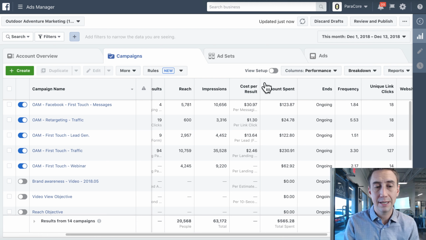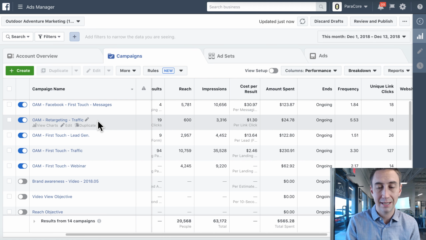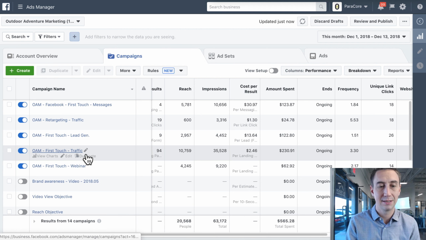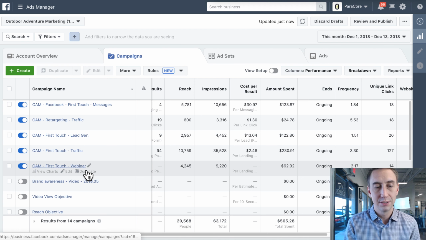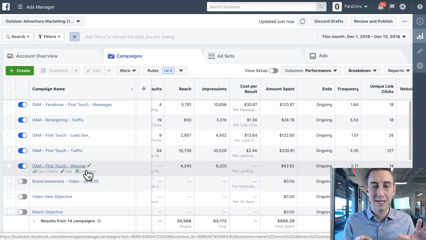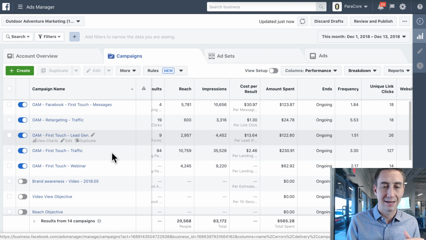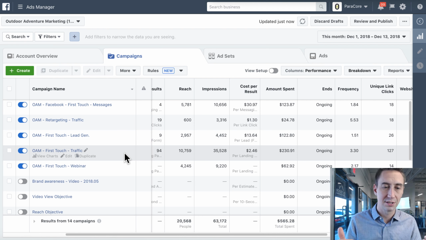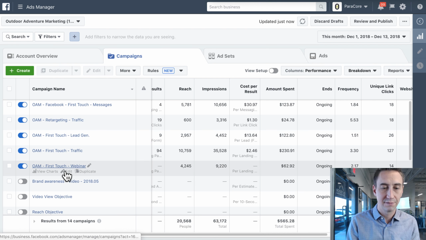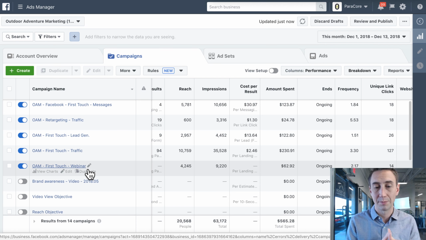Now what you'll see here is we have a couple different types of campaigns. We have a first touch on our messenger campaign. We've got a retargeting campaign, a first touch for lead generation, first touch for traffic, and then first touch for our webinar. So the traffic, lead gen, and messages are the objective that we're running. And then first touch is kind of the style of the ad. So it's a first touch ad. And then here we have retargeting, which is just traffic. And then first touch, which is a webinar. So this is for webinars that we're running.